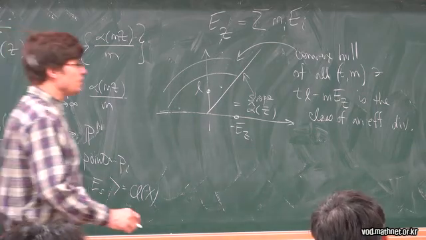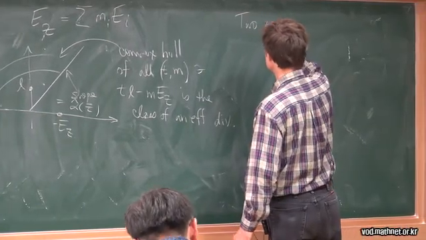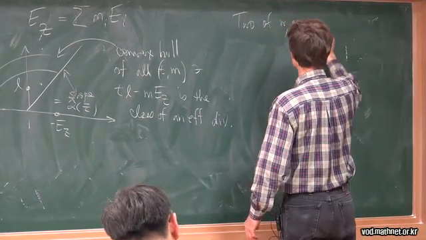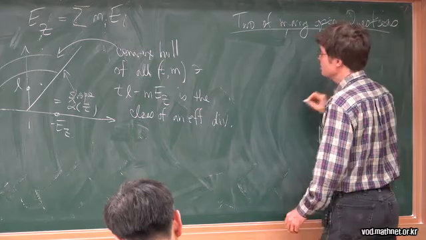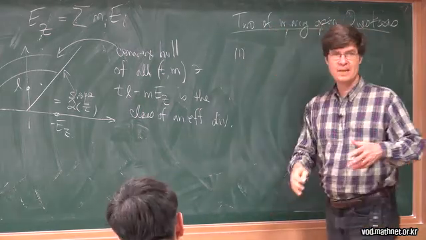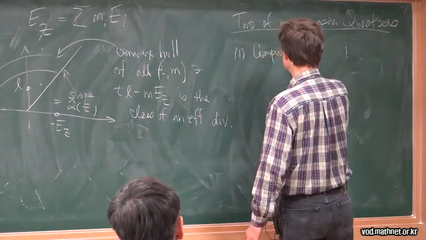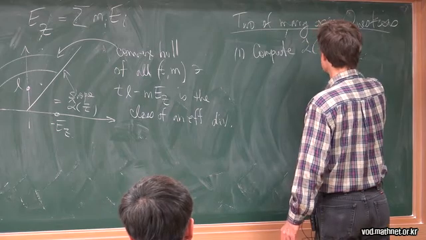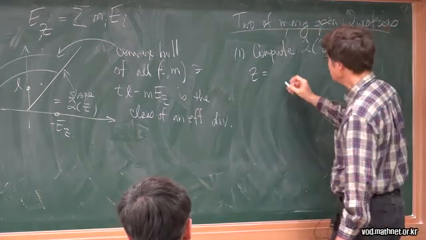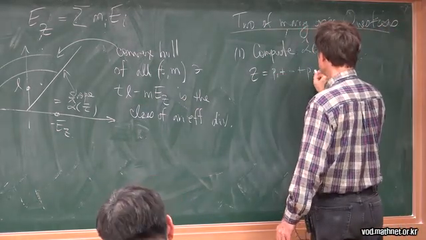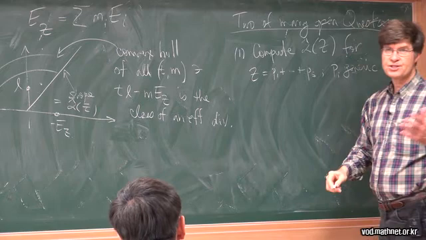So there are many. Here are just two of many interesting questions. So one of them I mentioned before. One of them was for P2. Compute alpha of Z for what seems like the simplest possible case. Z is just the sum of the points, and the points are generic.